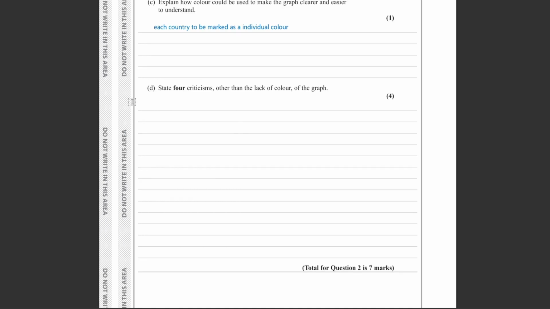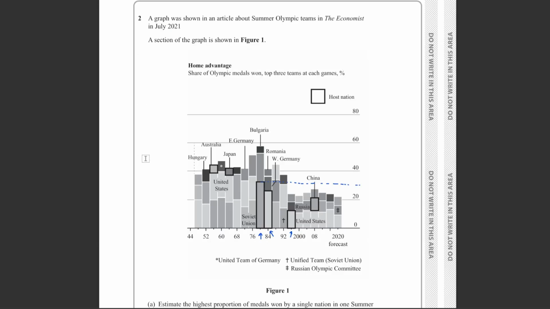In question D, we need to state 4 criticisms other than lack of color of the graph. Well, we have plenty of those. First of all, there is no source shown underneath. Also, we have no axis labels. We have no y-axis on the left. We have inconsistent years labeling. We have quite a complex key at the bottom. It's very hard to read the percentage on the right. And also it's very difficult to distinguish the nations.